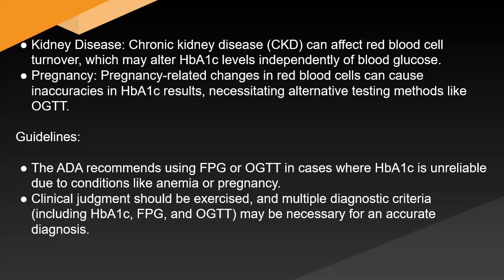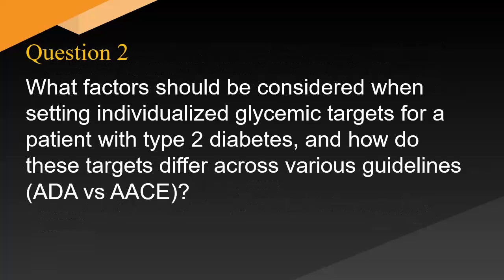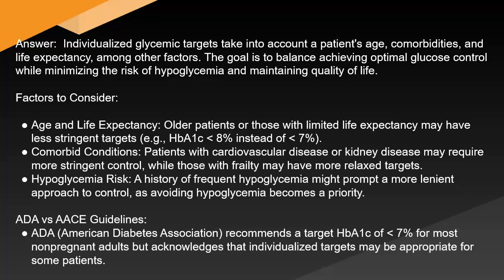What factors should be considered when setting individualized glycemic targets for a patient with type 2 diabetes, and how do these targets differ across various guidelines, ADA versus AACE? Answer: Individualized glycemic targets take into account a patient's age, comorbidities, and life expectancy, among other factors. The goal is to balance achieving optimal glucose control while minimizing the risk of hypoglycemia and maintaining quality of life.